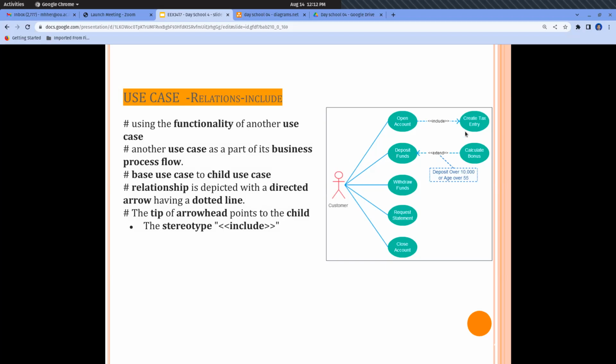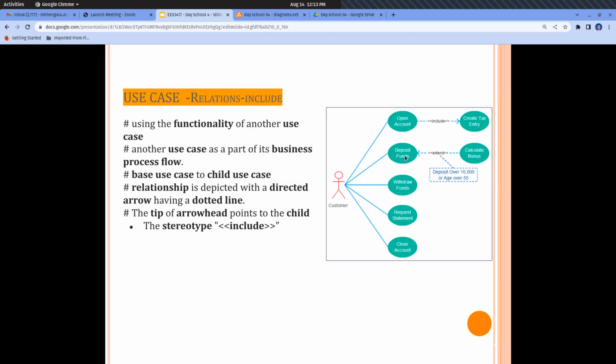When a customer opens an account at a bank, the tax should be included. That is a must. So the relationship between these two is include, because after opening the account, the tax calculation should be there. So the relationship between these is include.